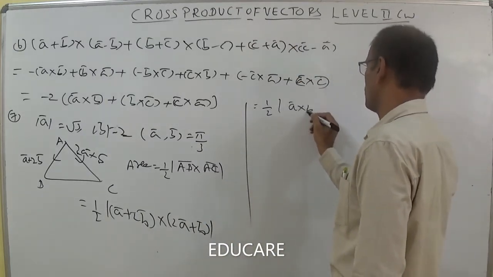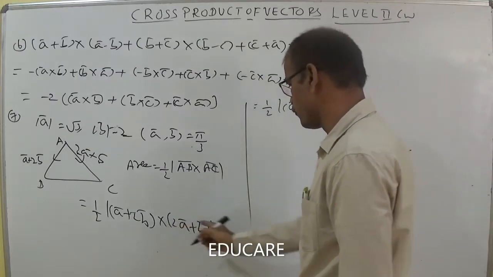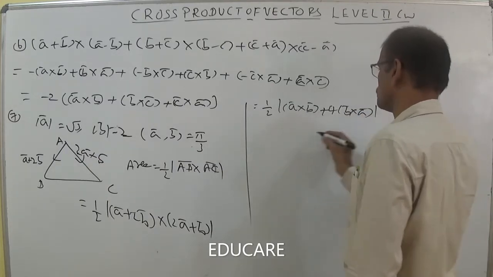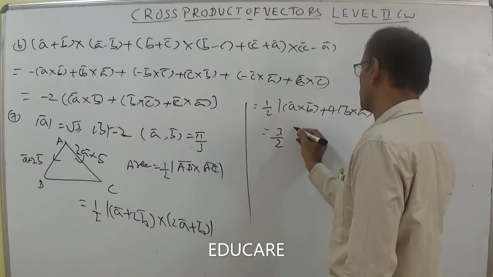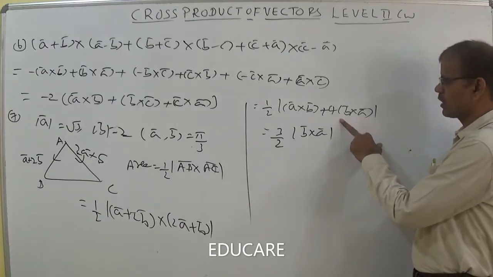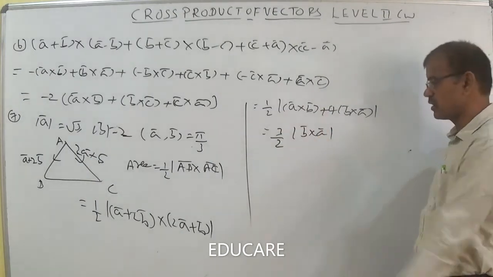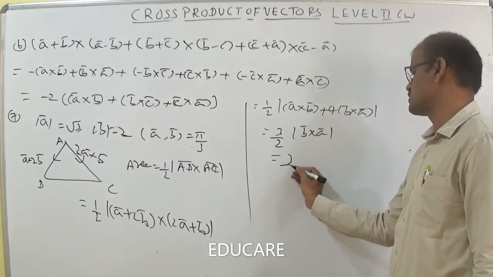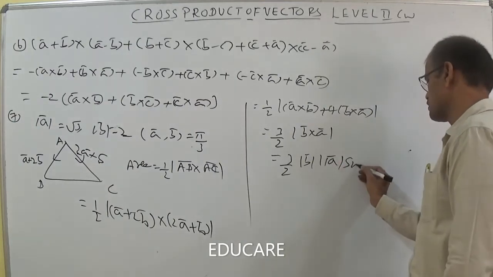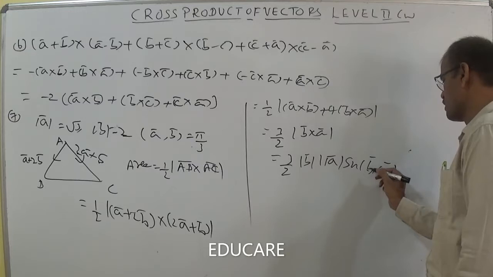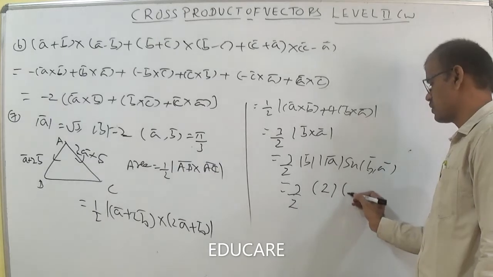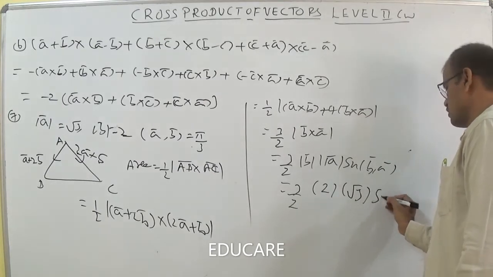Then you can write here A bar cross B bar plus 2 twos are 4 B bar cross A bar. So you can write here 3 by 2 into modulus of B cross A, or A cross B, minus 4 A cross B, otherwise minus B cross A you can write. 3 by 2 into B cross A. This is magnitude area. Then 3 by 2 into modulus of B into modulus of A into sine of the angle between them. That is equal to 3 by 2 into modulus B value 2 and modulus A value root 3 into sine pi by 3.